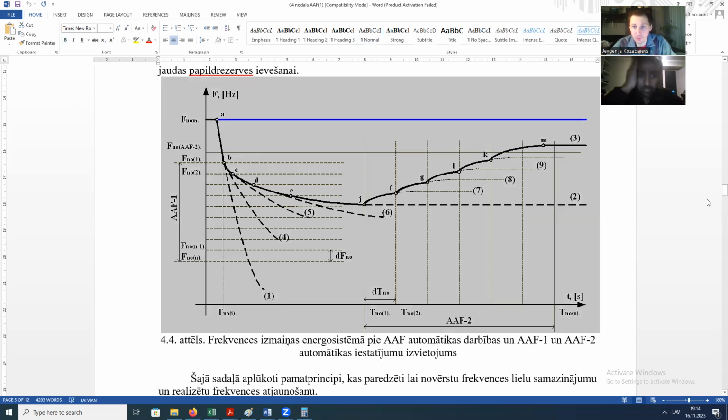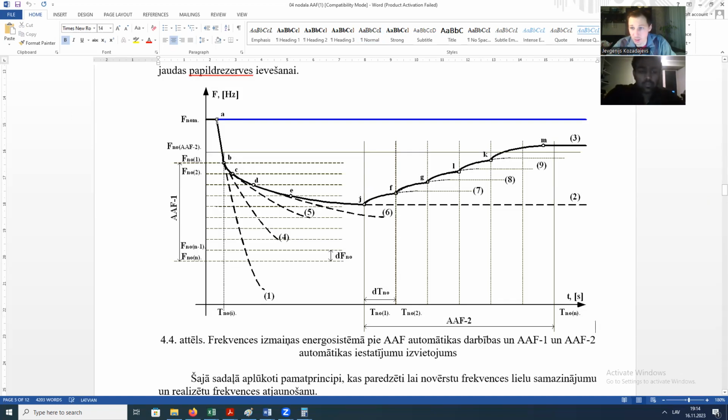Okay, so we have a frequency drop. Here we could see we start our trip from point A. F nominal is our frequency of 50 hertz. Yes, we have a frequency decrease. There could be a fault of a transmission line, or we could transfer power to a deficit part of the power system, or we have an outage of power due to a fault of power generation or whatever. The main thing is that we have a deficit, we don't have enough power for our demand.